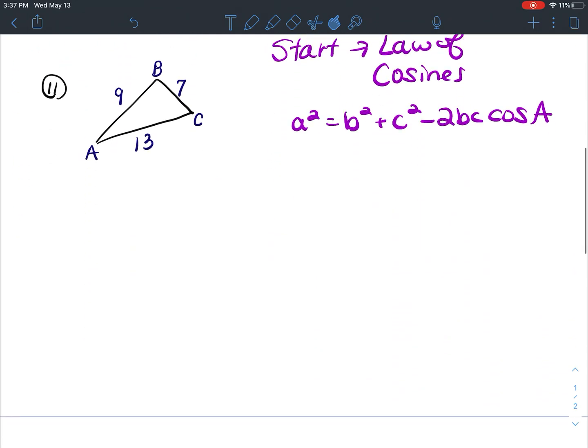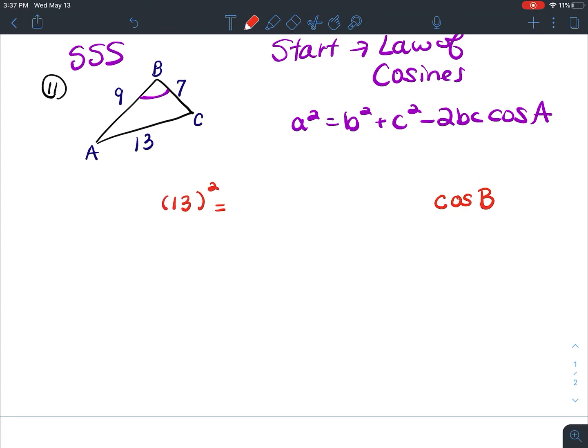Okay, so if this is a side problem, the largest side is the 13 units, so that means the angle that I should be finding first should be angle B. Again, all the way over here on the right side, I'm going to fill in cosine. I don't know what angle B is though, so I'm leaving that as a capital B. And then all the way on the left-hand side, I'm going to put side B squared.